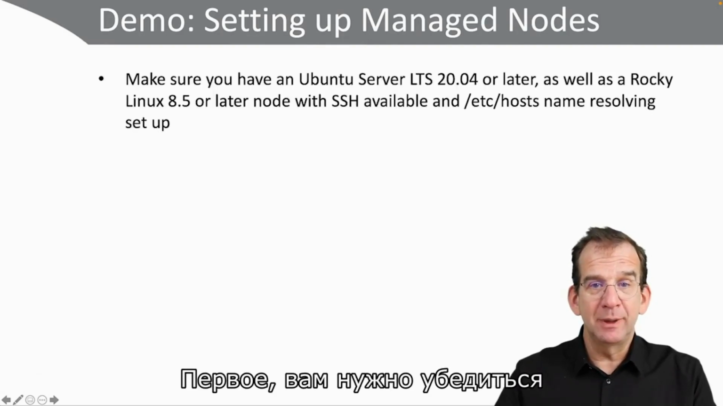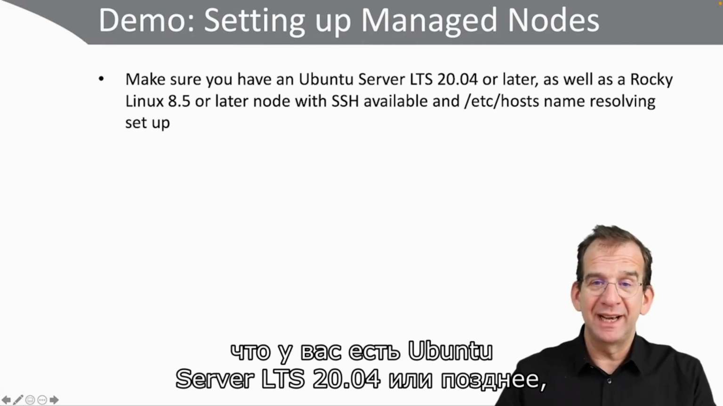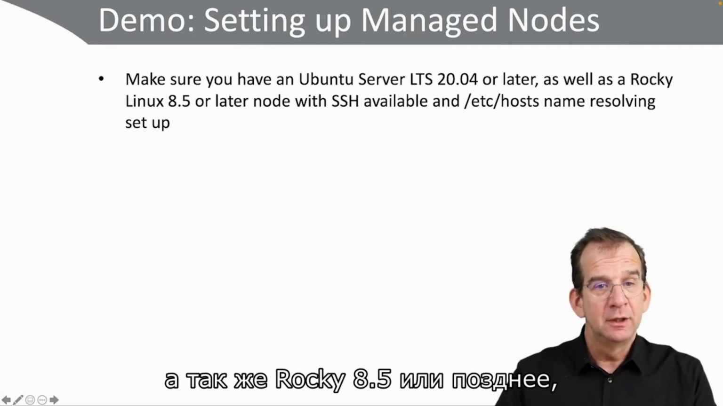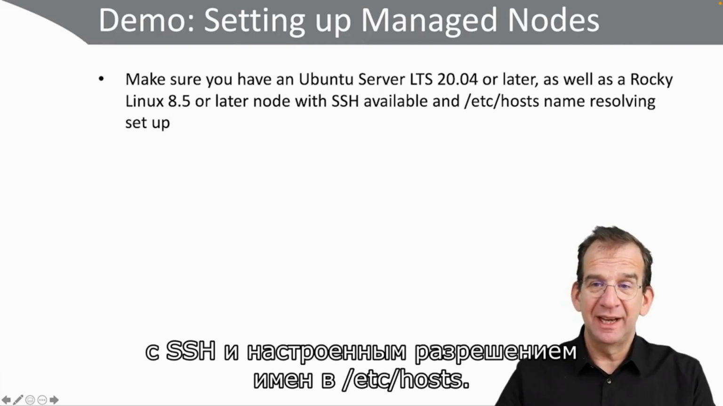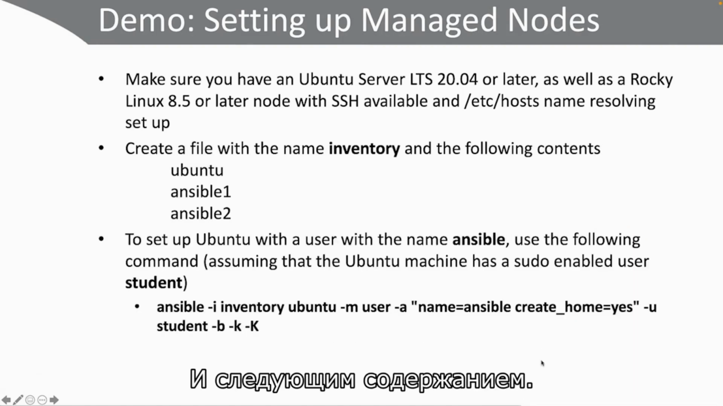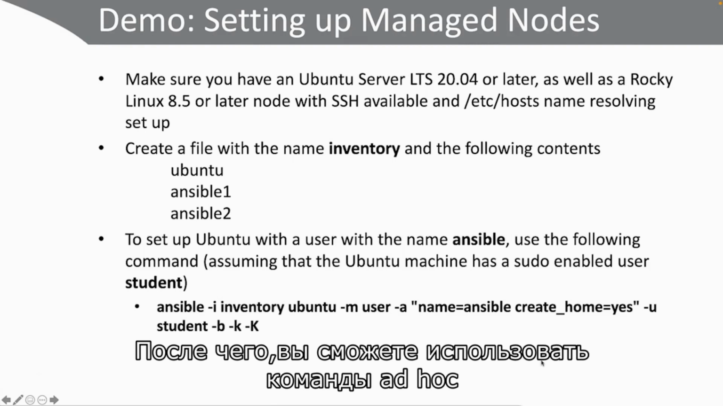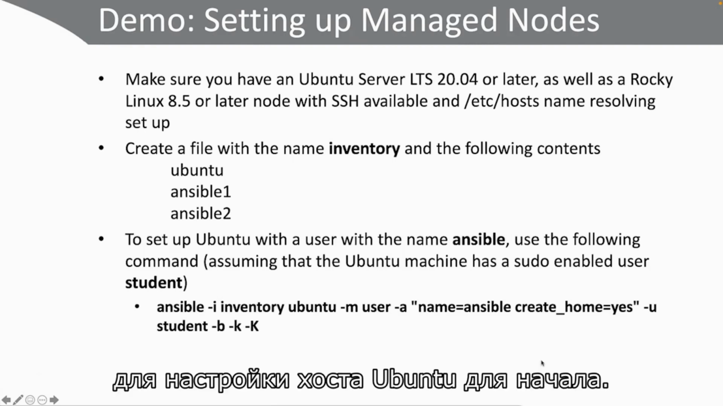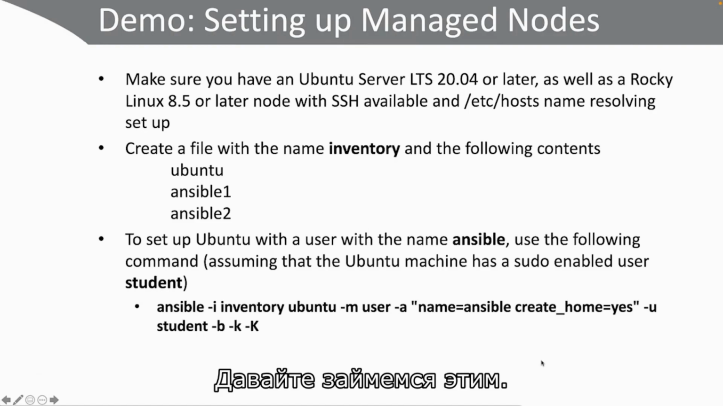First, you need to make sure that you have Ubuntu Server LTS 20.04 or later, as well as Rocky 8.5 or later, with SSH and /etc/hosts name resolving set up. You need to create a file with the name inventory and the following contents. And once you do, you can use an ad hoc command to set up the Ubuntu host to start with. Let's go check this out.